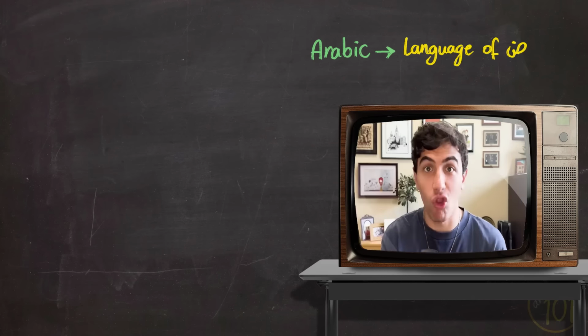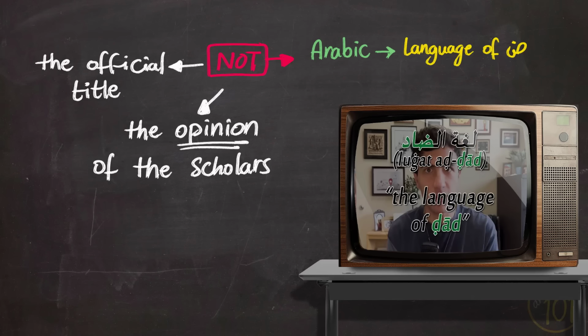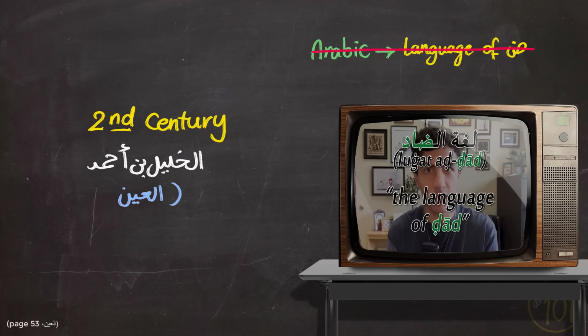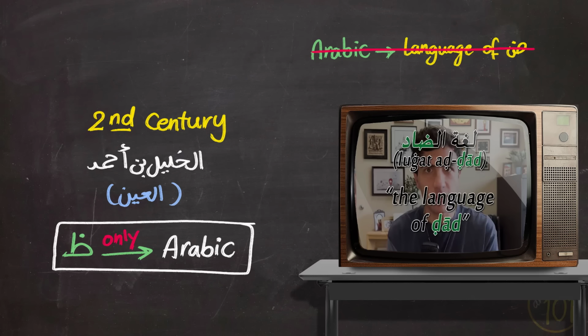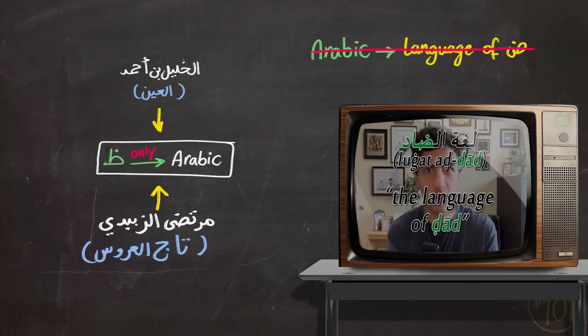This saying that Arabic is the language of Dhad isn't like the official name of the language or something, nor is it the adopted opinion of the scholars or grammarians of Arabic, and certainly not for over 1,000 years. In fact, in the 2nd century, Al-Khalil ibn Ahmad, who is the teacher of Sibawayhi, has stated in the first Arabic dictionary ever, Al-Ayn, that ضاء, not ضاد, is only found in Arabic. Other respected Arabic dictionaries like Tajul Arus also listed ضاء as the most unique letter that defines the language and sets it apart from other languages, as far as the authors know at the time, of course.